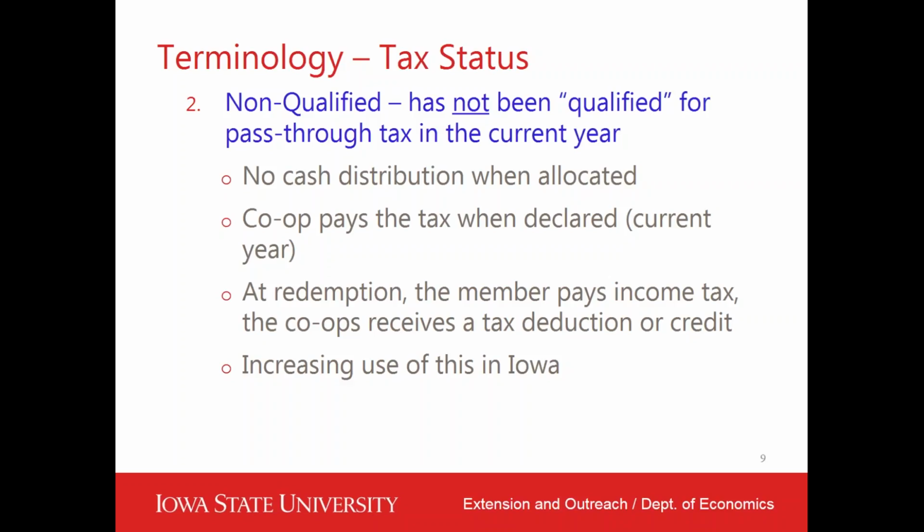We see an increasing use of this in Iowa. It's a way that gives boards more flexibility, and it's a little bit more tax neutral. So like on the previous slide, I said that one of the member complaints about a qualified distribution is that they're paying a tax on it. In this case, in a non-qualified distribution, the member doesn't pay the tax until they actually get the cash to cover that.